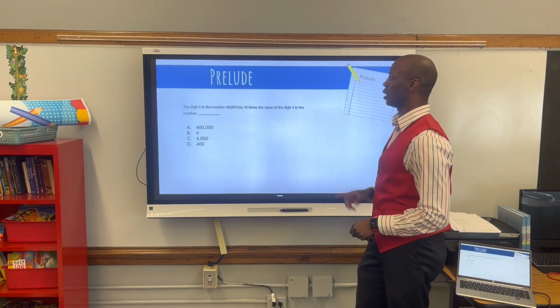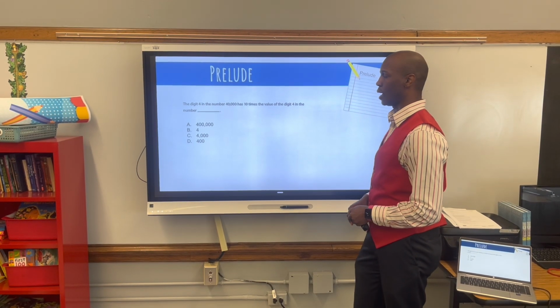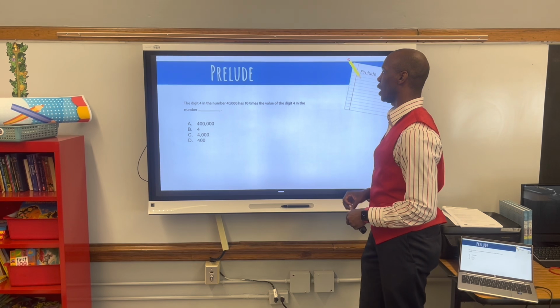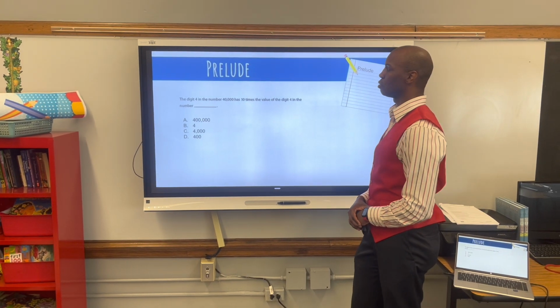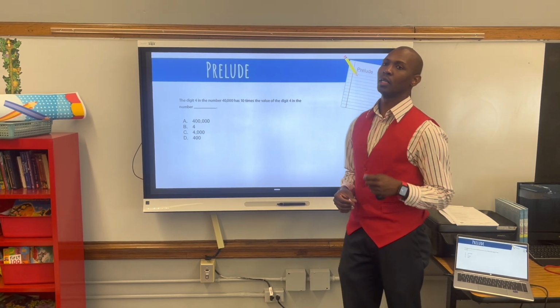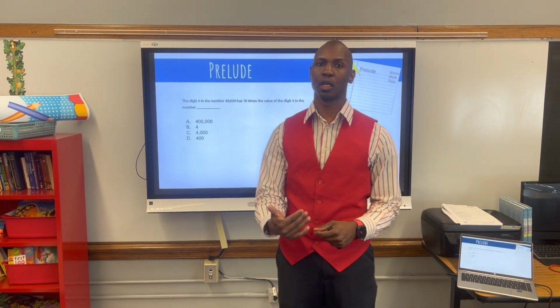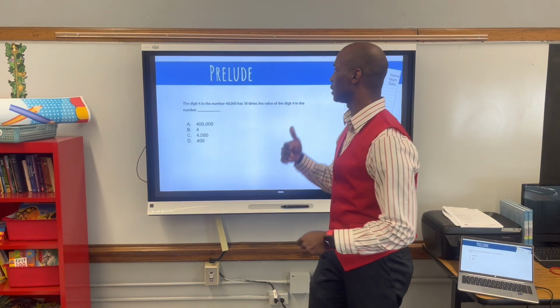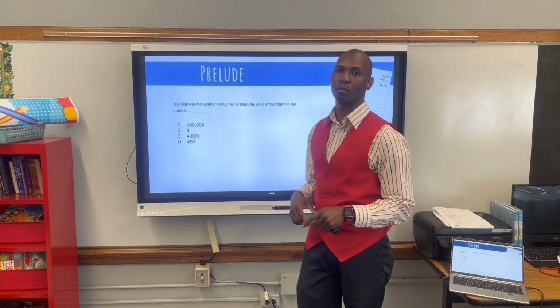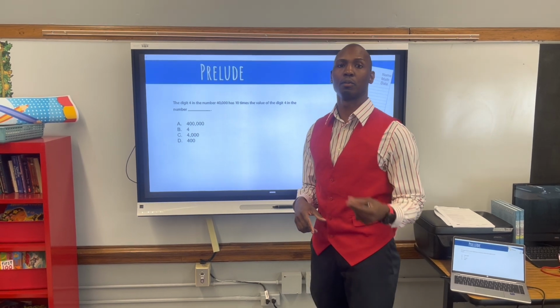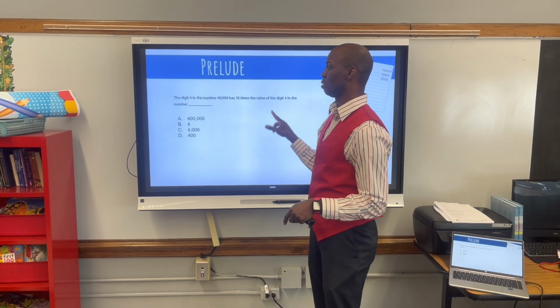The digit 4 in the number 40,000 has 10 times the value of the digit 4 in the number what? What would you think the answer would be for that? This would be what I'm modeling for kids. So I'm going to do this as a quick check to see what students would be, because they've already reviewed standard form in a previous lesson, so I know they know what this would be.